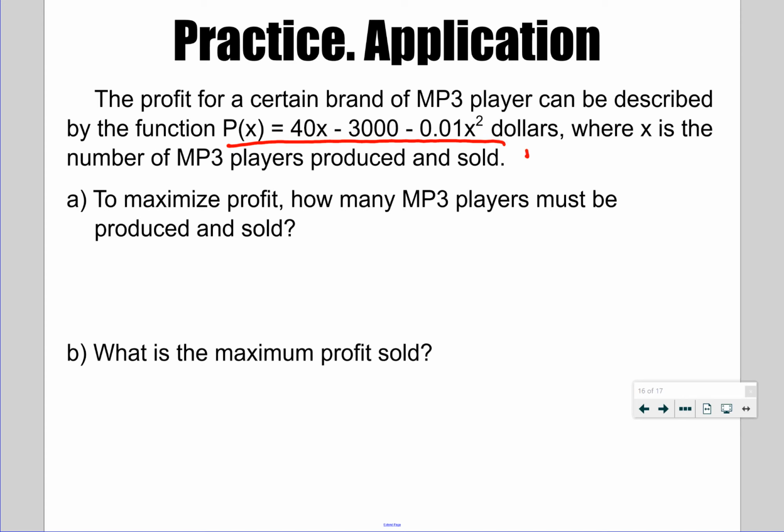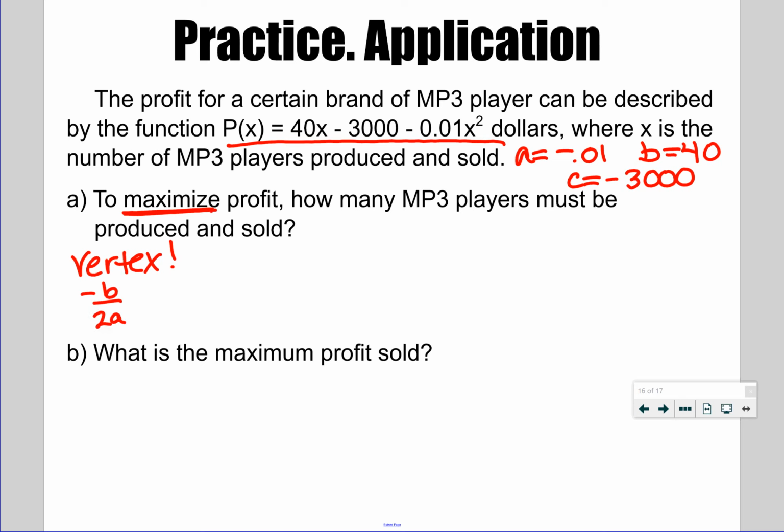So hopefully this one didn't trip you up too much. You're a little out of order here. Your a is, again, the number in front of the x squared, so negative 0.01. Your b is the number in front of the x, 40, and your c is the constant, the number that does not have a variable, so negative 3000. We want to maximize the profit again. As soon as we see that word, we're thinking vertex. Opposite of b over 2a.